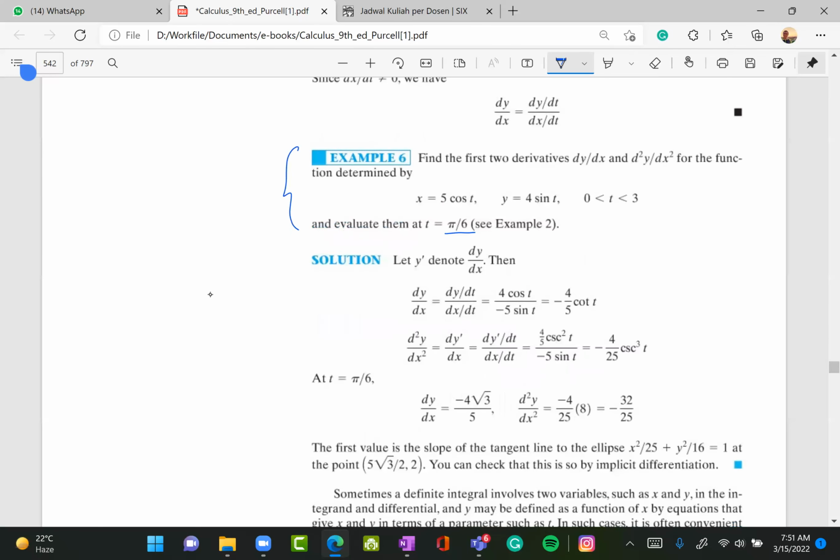So compute dy/dx. dy/dx is dy/dt over dx/dt. Well, we did that as well. The second derivative is the derivative of y prime with respect to x. So here we have dy prime over dt, so the derivative of this, over dx/dt. So compute this one, and compute it at pi over 6. Plug in pi over 6, and you get this.